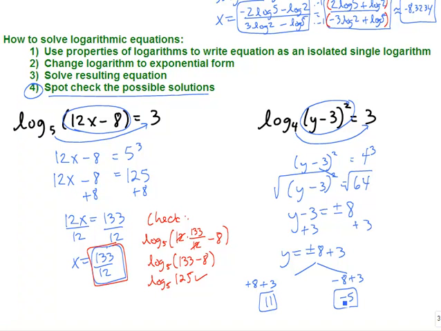Now remember that you want to spot check those. So if I were to plug in 11, 11 minus 3 is 8, that's positive, so this is okay. Negative 5 minus 3 would be negative 8, which is seemingly bad. However, we get to square that. So when I do plug in negative 5 and get a negative 8, we square it and it turns positive, so this is doable just because of that square. So our two final answers are 11 and negative 5.